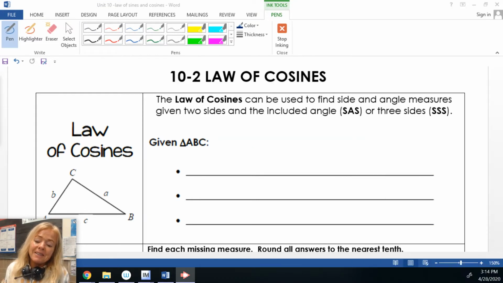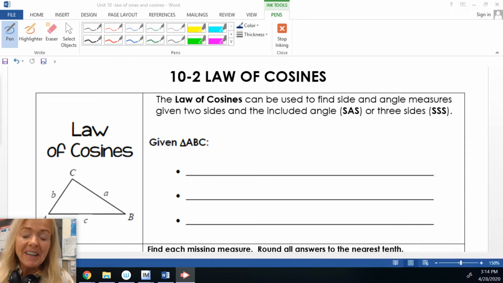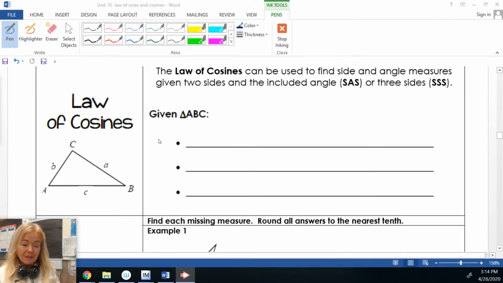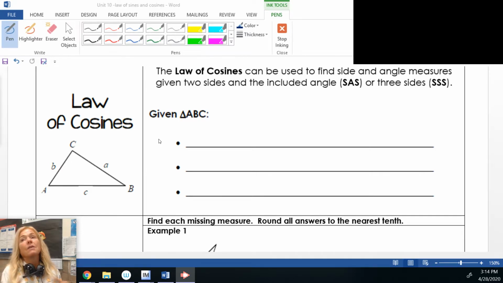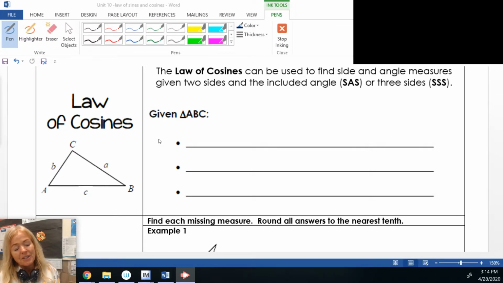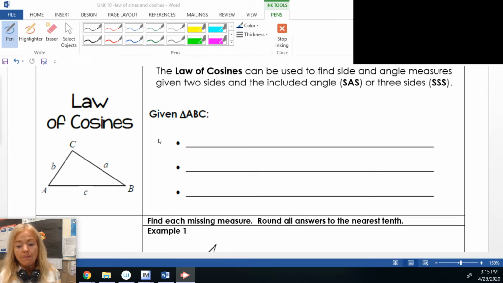Class, we are now on 10.2, the law of cosines. Now, the law of cosines sounds quite similar to the law of sines. And in the ends, yes. The ends are that if you have a non-right triangle, which we've been dealing with in the law of sines, they could be 92 degrees, one of the angles, they can be 87 degrees. Anything other than a 90-degree right triangle, you can use the law of cosines to find any side or angle measure.